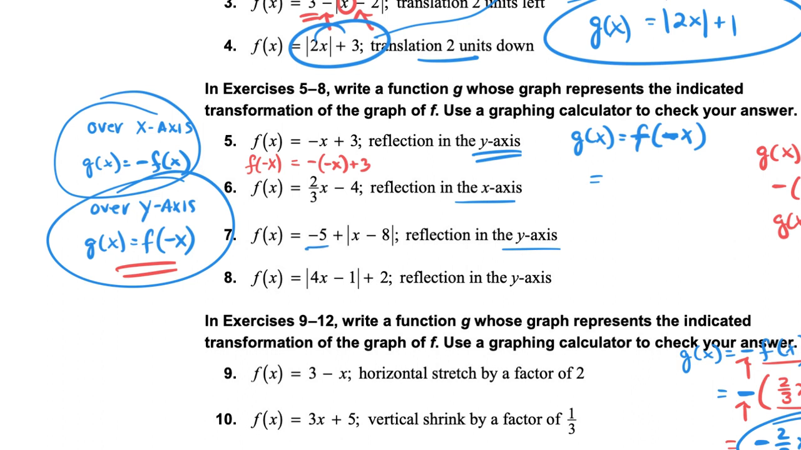So here's my function, negative 5 plus sine. Then comes the absolute value. Then comes x, but x is getting replaced with this negative x. Then my function says now subtract 8, and then end your absolute value. And that's really it. I don't want to absolute value anything. I would leave it just like that.